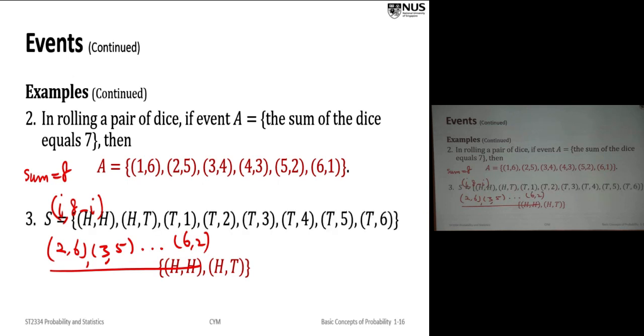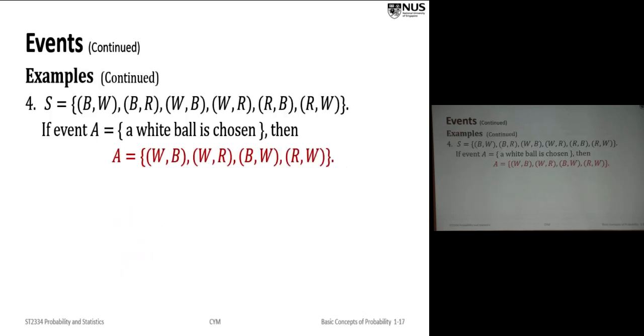Okay. The third example is about tossing a coin, followed by tossing a coin or a die. The event is that no die is thrown. No die means it's only these two. Only these two, because these two will give you an outcome where no die is tossed. So a white ball is chosen. These are the white ball. It doesn't matter whether it's the first one or the second one.